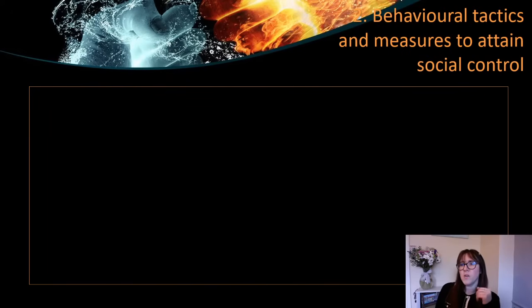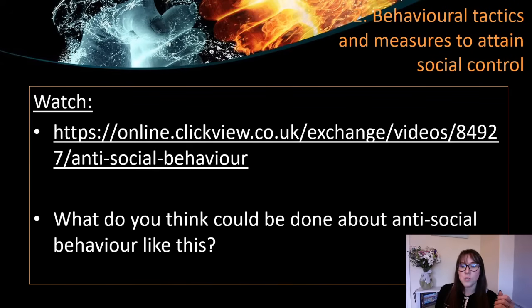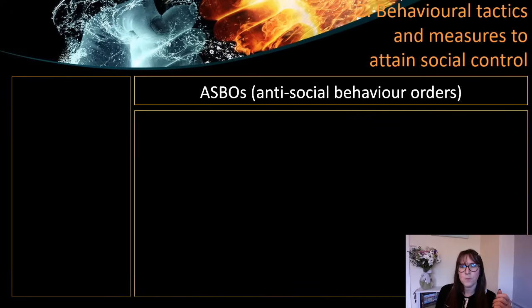Next one then is behavioural tactics. These aren't as big as sections, these ones. Behavioural tactics are measures to attain social control. Watch this video about antisocial behaviour. Again, if you just type in antisocial behaviour, a lot of these videos are all very, very similar. There's not anything specific about this one. It's just people behaving badly. What do you think could be done about antisocial behaviour like this? I think it's somebody maybe attacking a police car, if I remember this link correctly. Sorry, that was a terrible word to use, correctly.